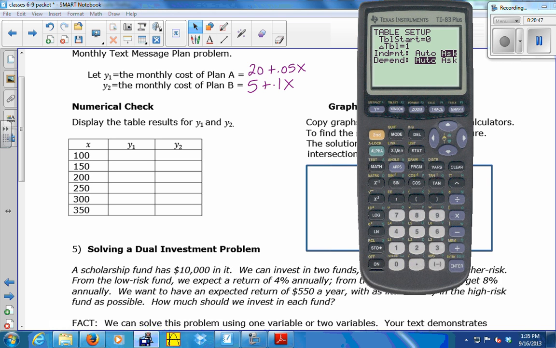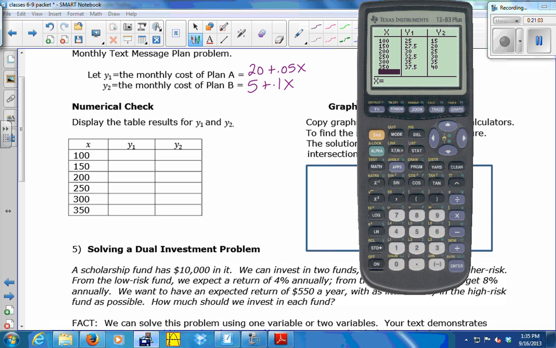Yes, question? Oh, really? Do you have it? Okay. So go back to my table. Oh yeah, look at that. Thanks. 250. All right. So when I fill these in, I have $25 for plan 1. If you use 100 texts, it costs $25. And for plan 2, it only costs $15. Okay. And if you use 150 texts, plan 1 is $27.50 and plan 2 is $20.